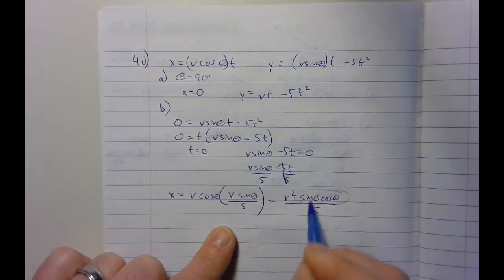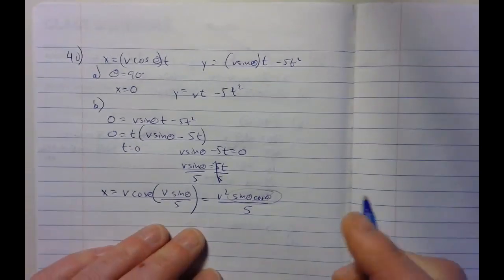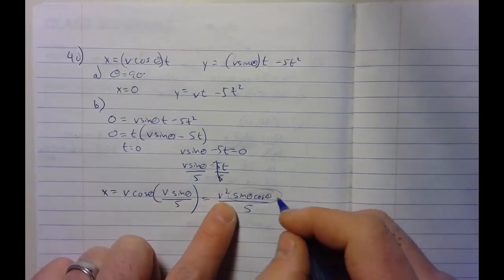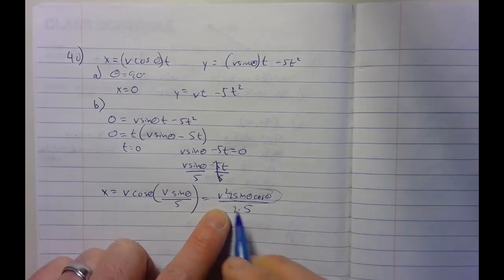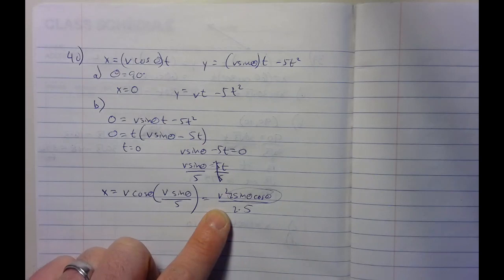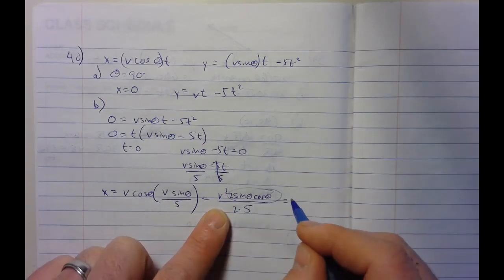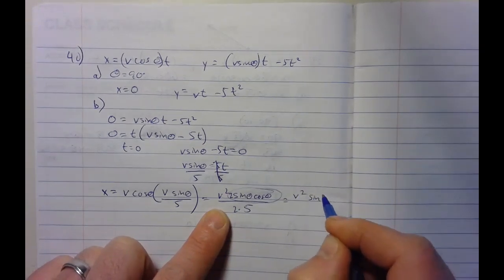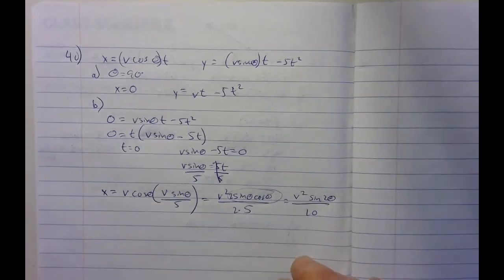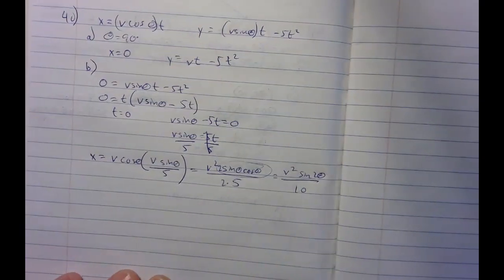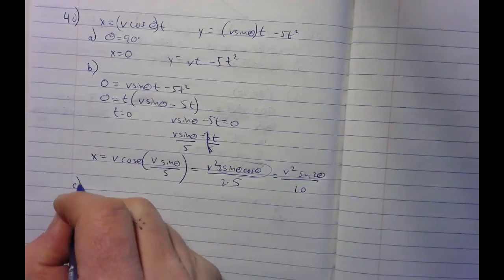This is our sine double angle formula, if we had a 2 out in front, like we wanted. If we want a 2 out in front, I'll put it in the bottom as well to keep things equal. Then we can say that's sine 2 theta over 10. So we've just proven that's the x value when it hits the ground. Okay, looking at part C.